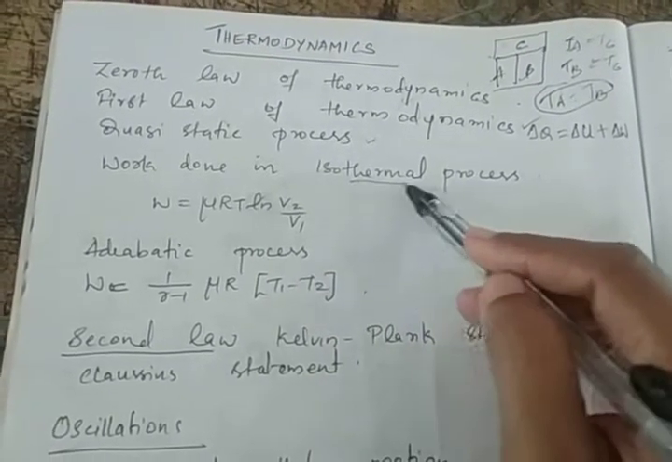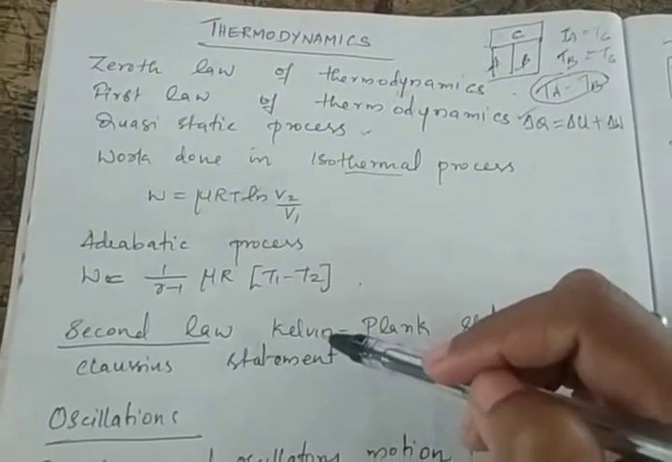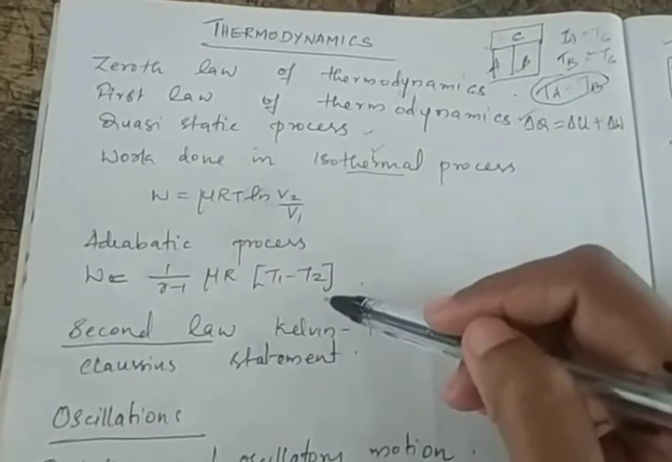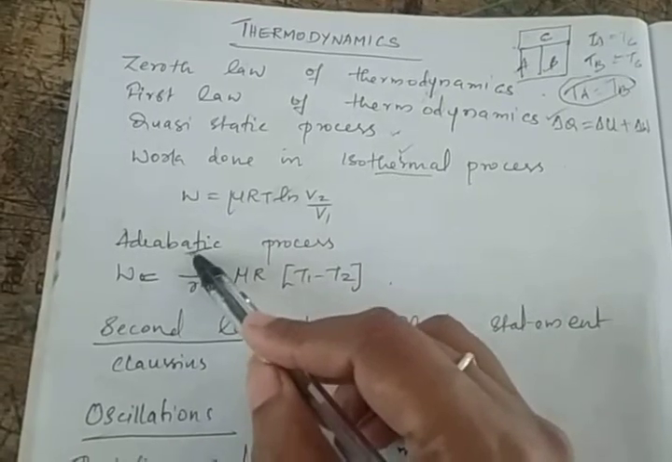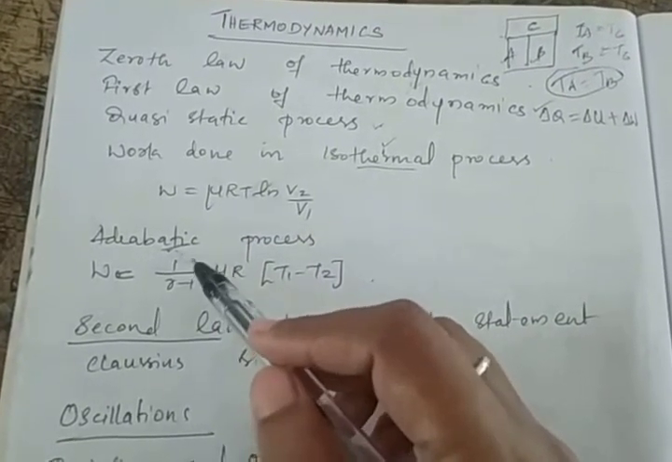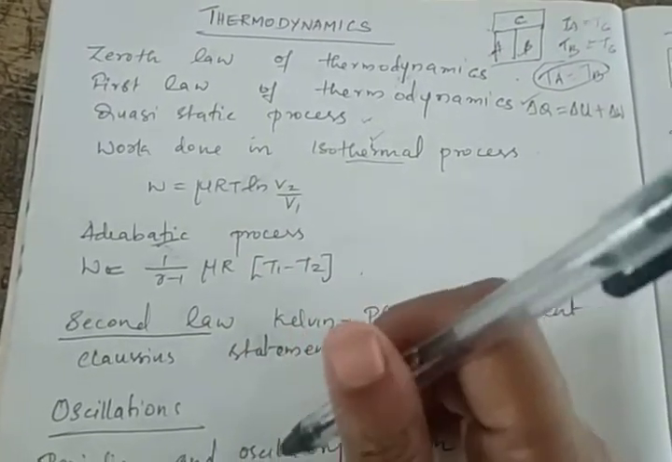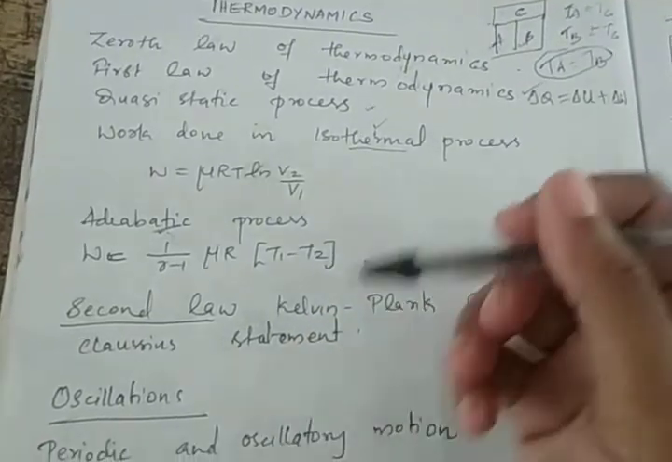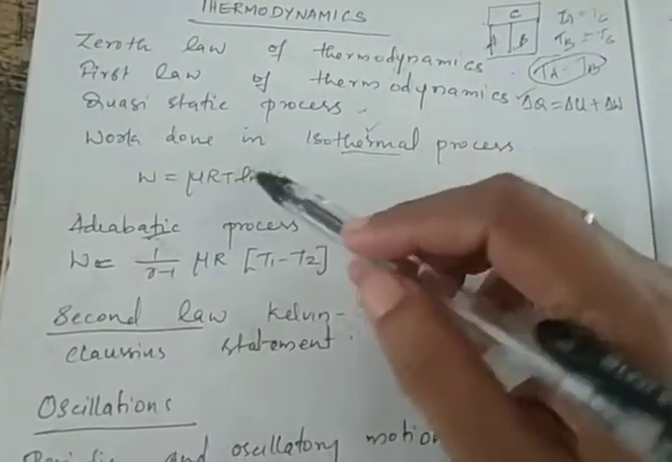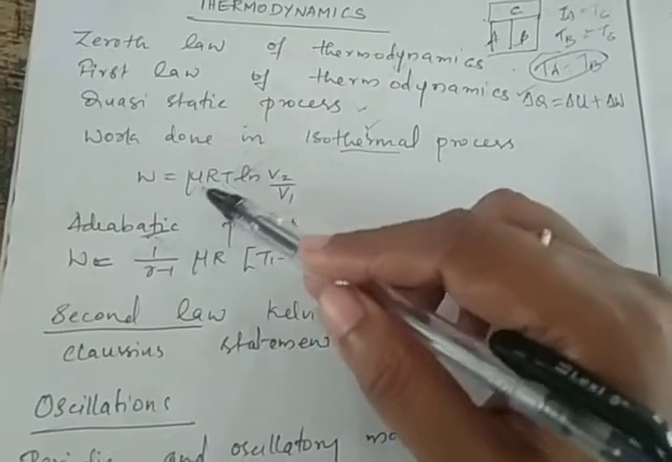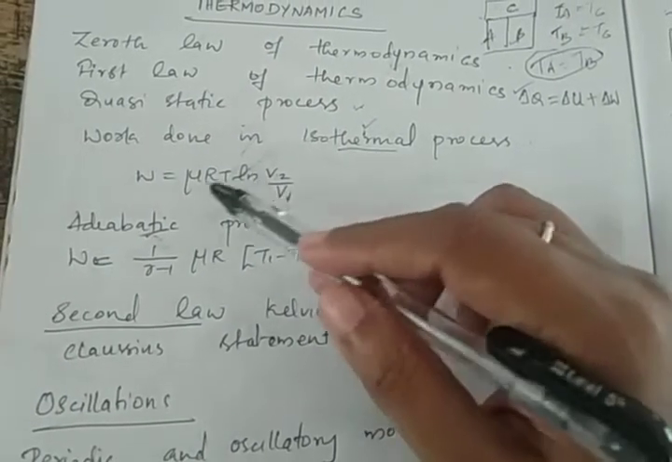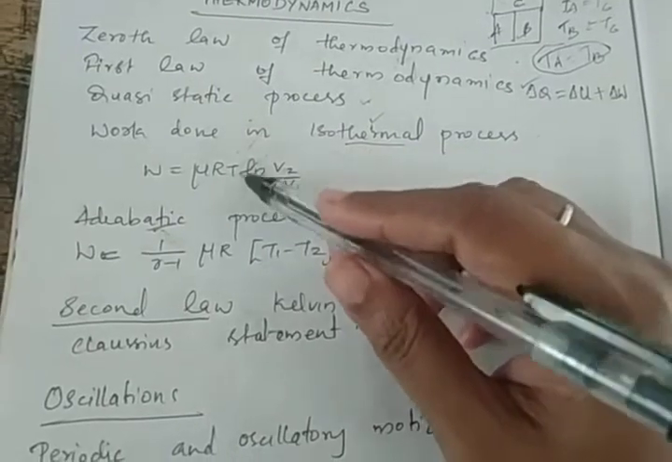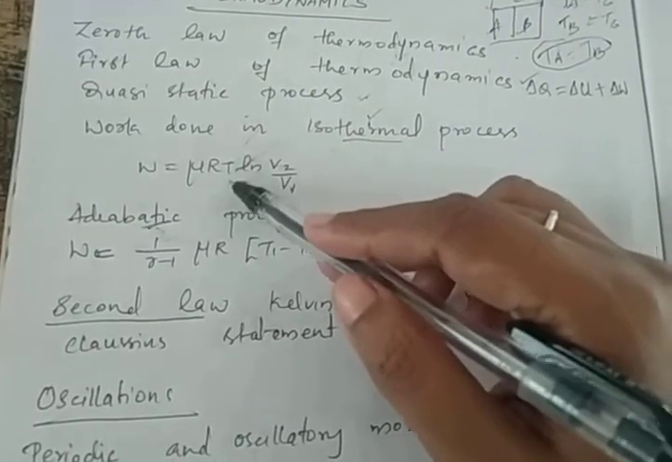And the next process that we discussed is isothermal process. So in isothermal process temperature remains constant. And next is adiabatic process. In adiabatic process there won't be any exchange of heat between the system and surroundings. And the work done in isothermal process expression is W equal to mu RT ln V2 by V1. So here, you can expect a numerical from this part.